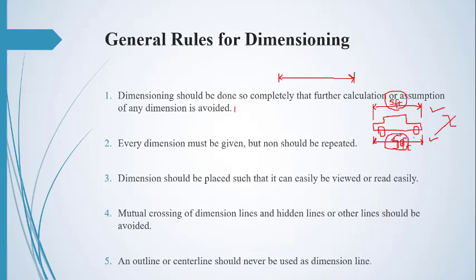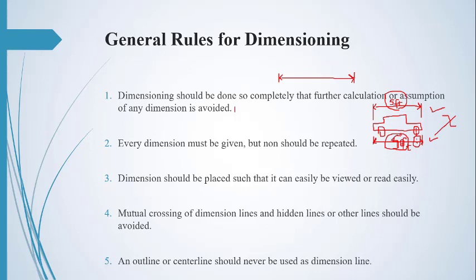And the fourth rule: mutual crossing of dimension lines and hidden lines or other lines should be avoided. Mutual crossing must be avoided here, for example, for a car or vehicle, we take a center line. So here you can see that the center line and dimension line are crossing each other. So these crossings must be avoided in providing dimensioning.